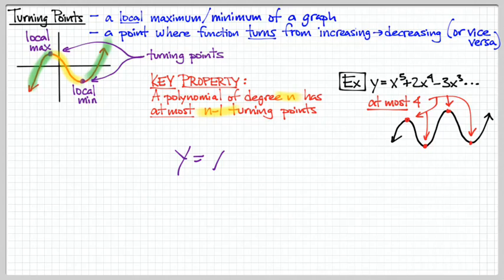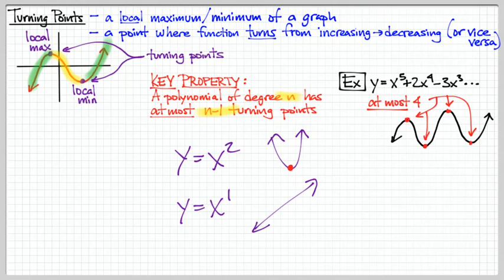I always like to look at simple examples which we already know. X squared. According to the theorem, it should not have more than 1 turning point, and indeed it only has 1 turning point. Let's look at y equals x to the 1st power. According to the property, it should have 0 turning points, and in fact it does. It's just a line, no turning points at all. So it does fit even these simple cases.